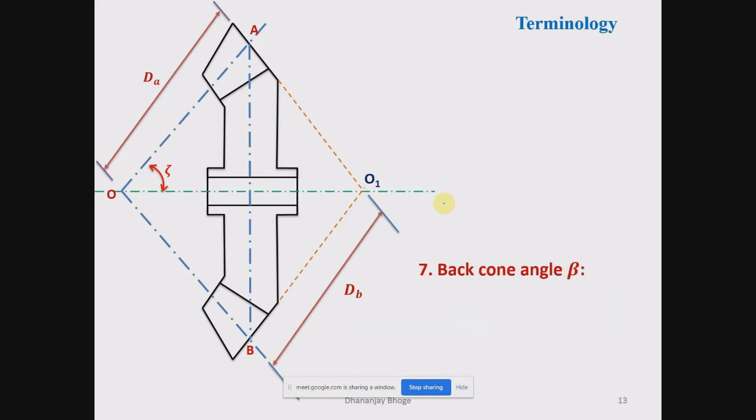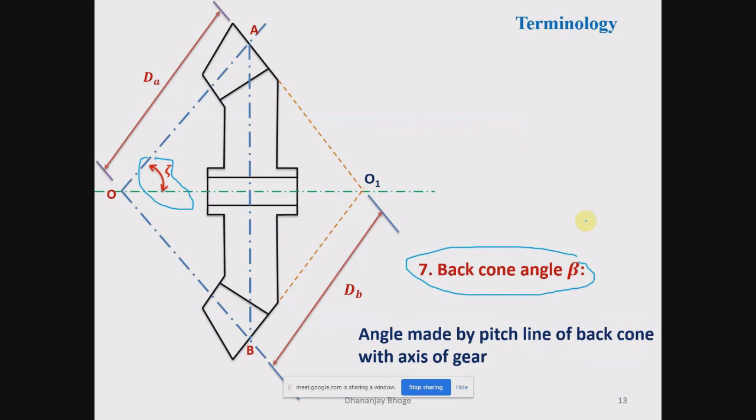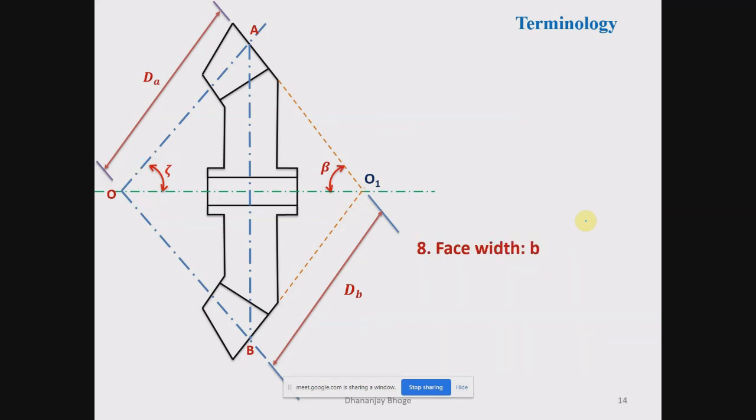Number 7 is back cone angle beta. जसा pitch cone angle होता pitch cone साठी zeta, angle made by the pitch line with the axis of gear, तसा असणार आहे back cone angle beta. Okay. Now let us show this back cone angle beta in the diagram. Angle made by the pitch line of back cone with the gear axis. This is angle beta. Back cone angle.